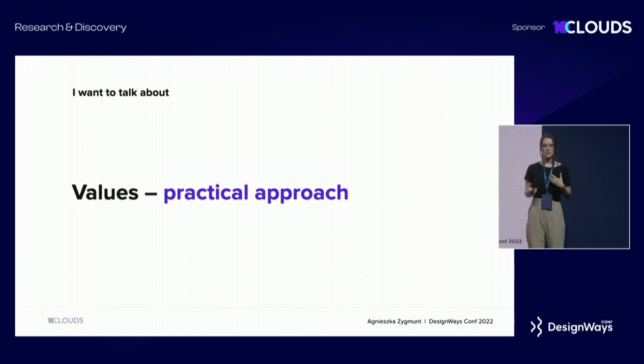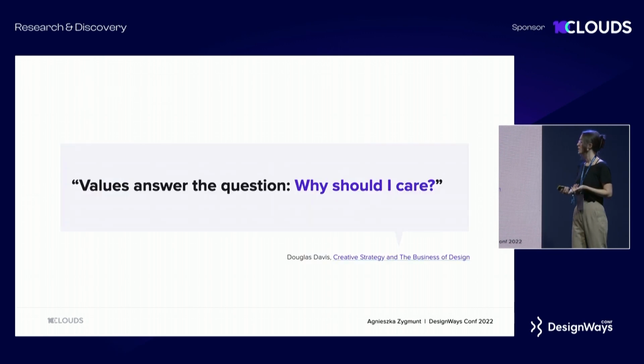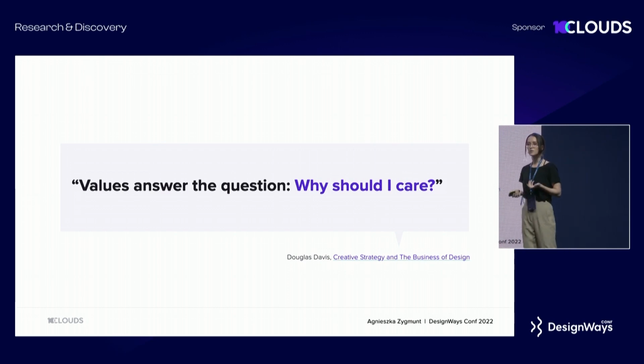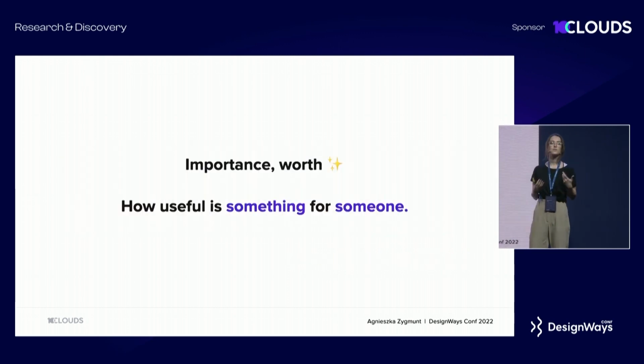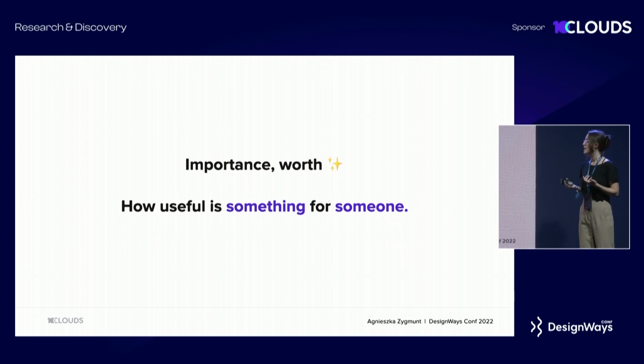But going back to basics, if we want to talk about values, what is the value? The most common sentence describing it is that values answer the question, why should I care? And yes, it's a really good definition, but if we try to make it simpler, the value is something that is important for someone. It's something that has worth. It's about how useful something is for someone.